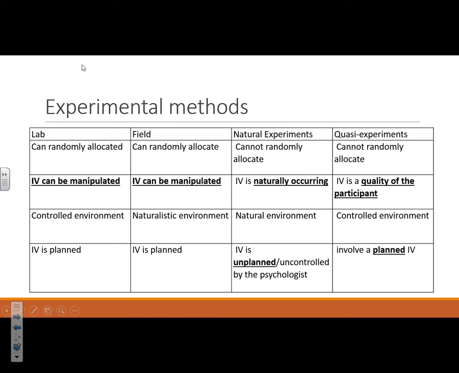Because the IV is naturally occurring. So these are naturally occurring events that happen that we don't have any control over. So such as war, famine, earthquakes, generally quite unpleasant things that would be unethical to recreate. So we have to take natural advantage of them.